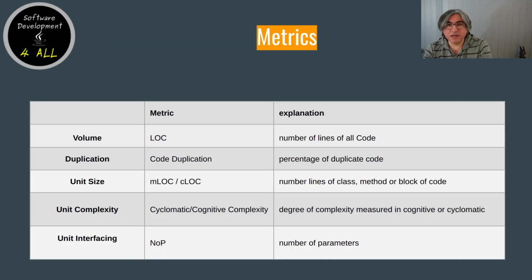Now, what kind of metrics can we use, and what are they called? For the volume we have a metric that's LOC, which is lines of code. Duplication can be calculated by percentages. Unit size is measured with MLOC or CLOC, so method lines of code or class lines of code. Unit complexity can be measured with cyclomatic or cognitive complexity. There are multiple implementations, but they do not differ from each other that much. Unit interfacing is the number of parameters.